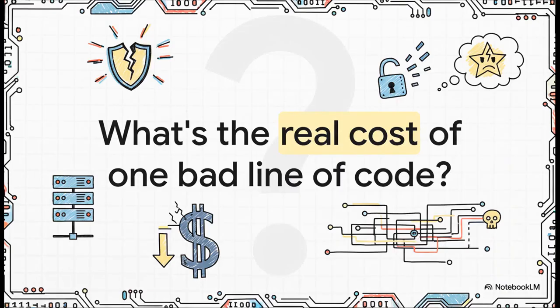So to really get this, I want you to think about a question. What is the actual cost of one single bad line of code? I know, it sounds tiny, right? But that one little mistake can spiral into a massive data breach, a catastrophic system failure. We're talking huge financial hits and a reputation that's just shattered. The stakes are incredibly high.